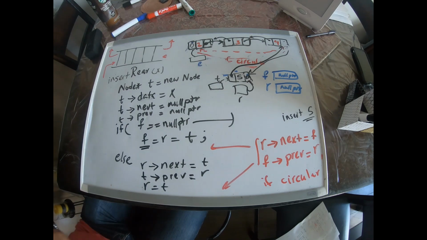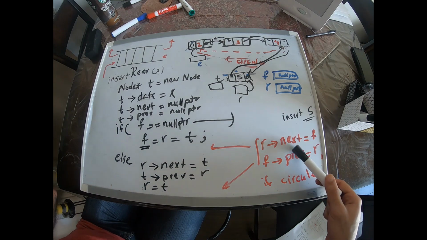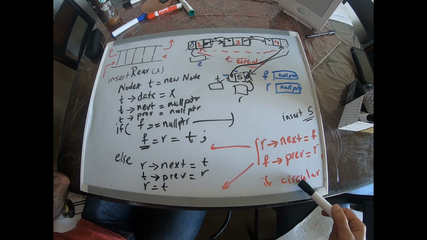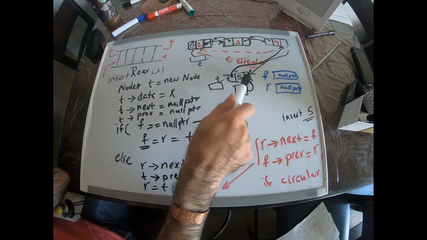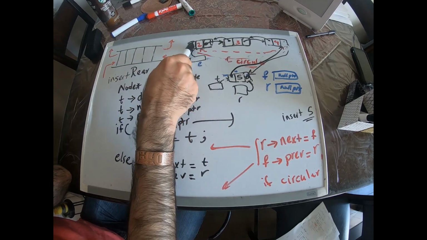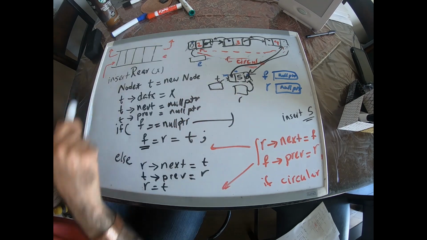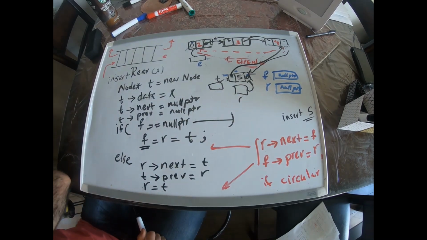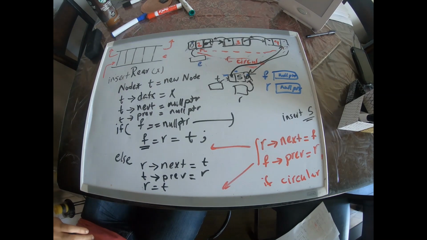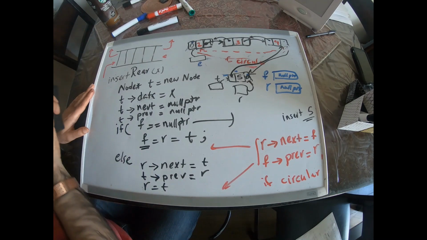Again, if you want to make sure that this is a circular linked list, right? Instead of these two pointers being 0, you have to change them. You have to make F arrow previous point to the rear and rear arrow next point to the front, as shown here. Good? I hope that makes sense. Let's just continue.